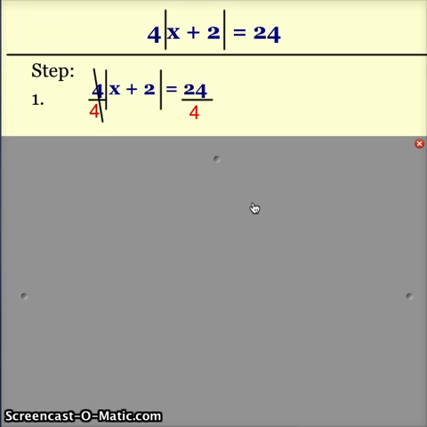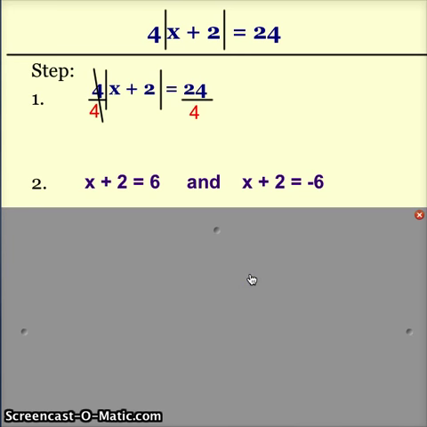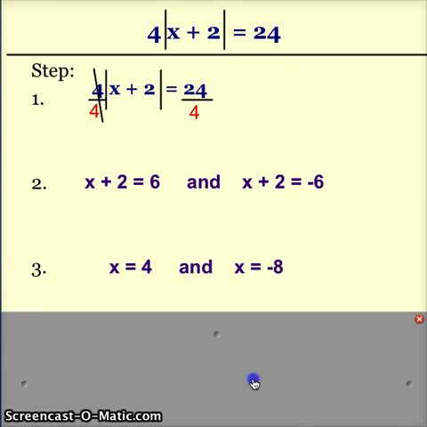I need to make sure that the absolute value equals a positive number. Absolute value of x plus 2 equals 6. Yes, I can go on because it equals positive 6. Now you write this as two solutions. x plus 2 equals 6 and x plus 2 equals negative 6. Now you start to solve, subtract 2 on both sides, and you find that x equals 4 and x equals negative 8.